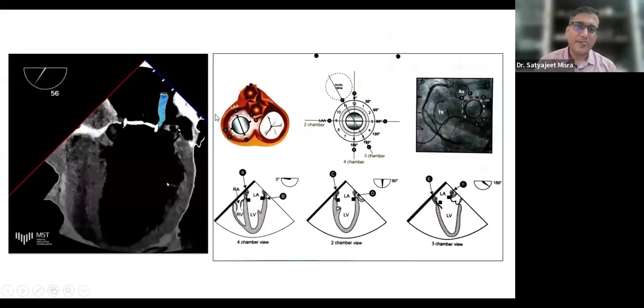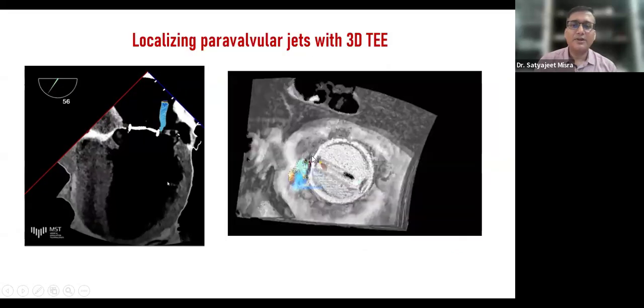So this is where 3D TEE also comes in handy. Here, if you see, this is a simulation model. This is basically a commissural view, which is almost close to a 2-chamber view. So the leak is at this position, position D, and position D is at the 9 o'clock position on the clock. When you put it in a 3D configuration, you can straight away see that the regurgitant paravalvular jet is at the 9 o'clock position, and you can straight away give that information to the surgeon.